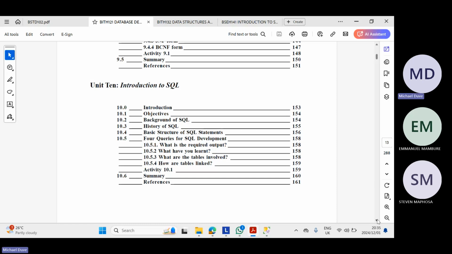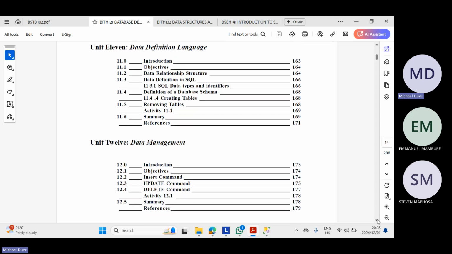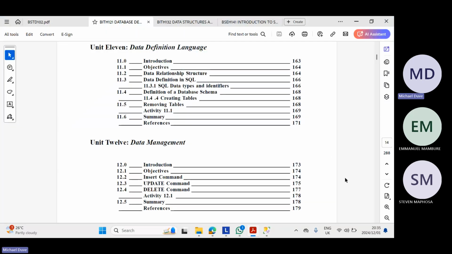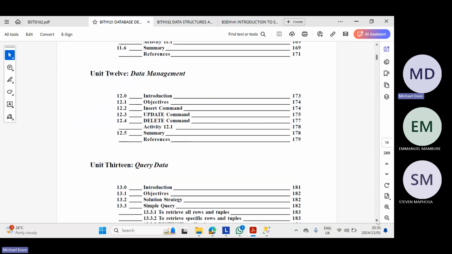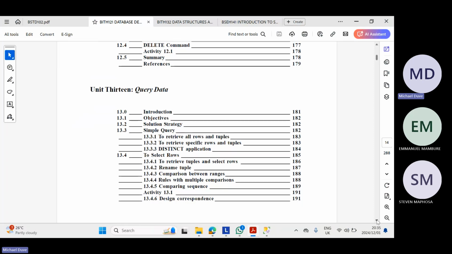Then we can go down, that is unit 10, right? Then we've got data definition language. It still goes back to Microsoft SQL Server, so you just need to download it on a stable internet. Then from there, you can work out your stuff. Then we've got data management, where you can delete and insert, those are SQL statements. Then we have query data, like select from querying. You're asking the database.